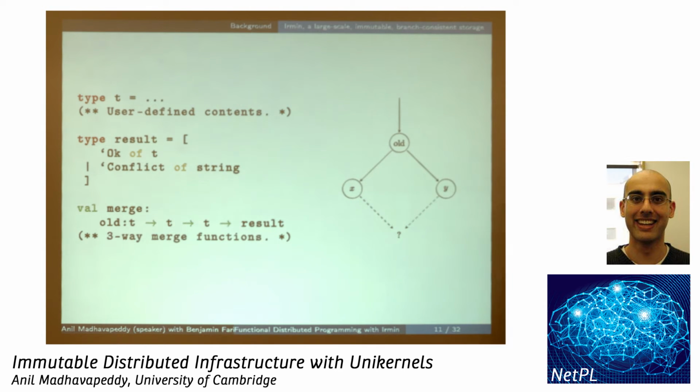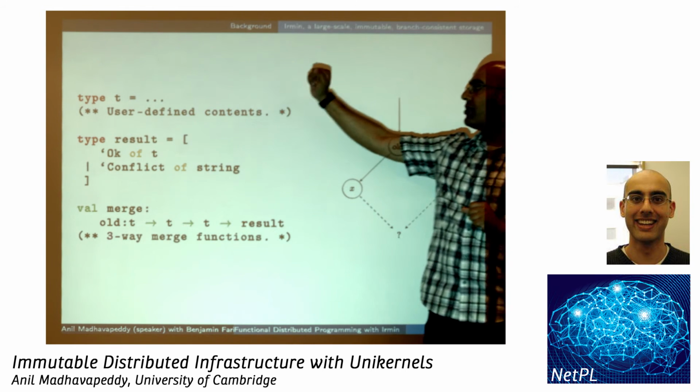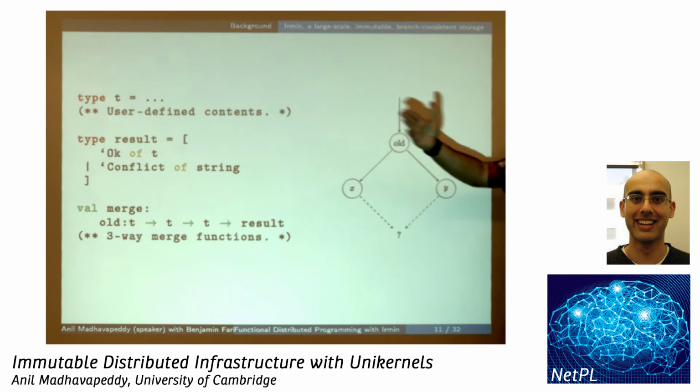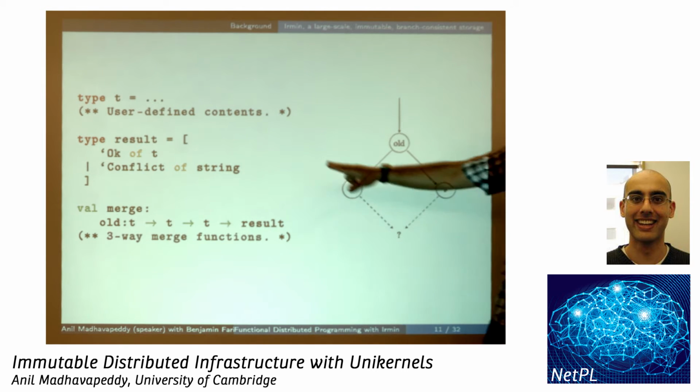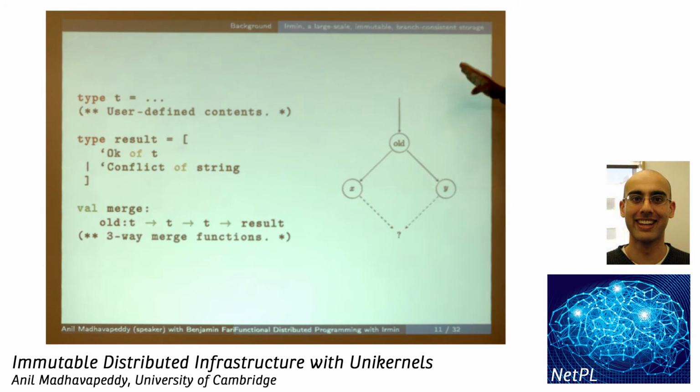So for those of you who don't know OCaml, we can just define arbitrary data types in OCaml, like type T could be apple or orange or pear, could be an integer, whatever you want. And then the crucial thing is that because we're working in Git, anytime we diverge and we want to reconcile, we define a merge function.